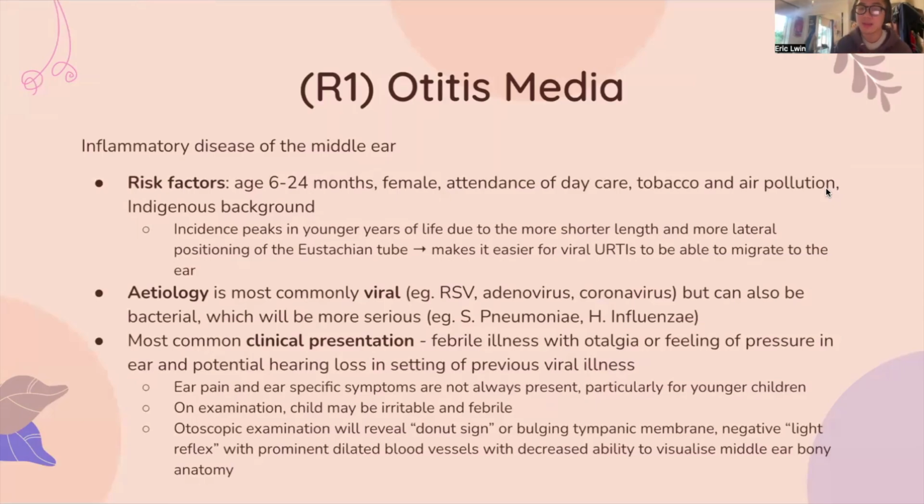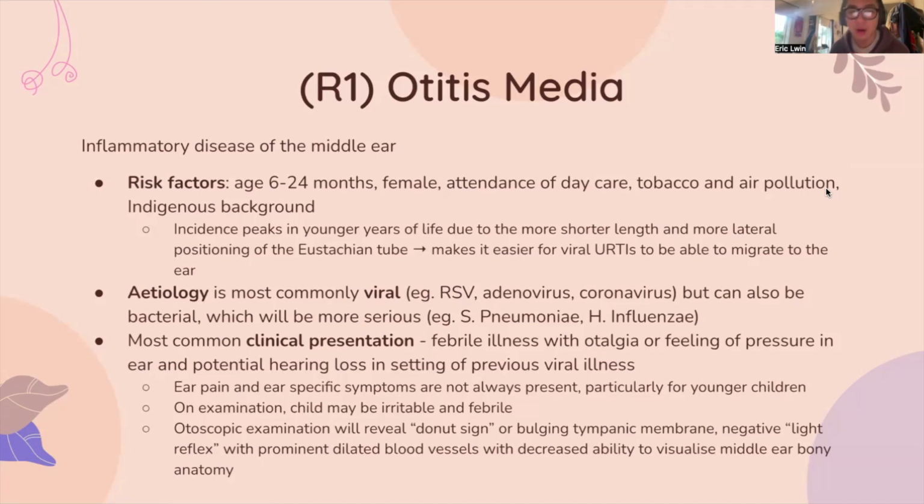The incidence peaks in the younger years of life, and this is due to, I wish I included a diagram of this, the eustachian tube, which connects the sinuses to the ear, being shorter and more horizontal when you're younger. Therefore, it makes it easier for viral respiratory tract infections to travel via the eustachian tube to the ear, so you're at greater risk. And as you age, your eustachian tube becomes a bit more vertical and longer, so it's more difficult for infection to transform into otitis media.